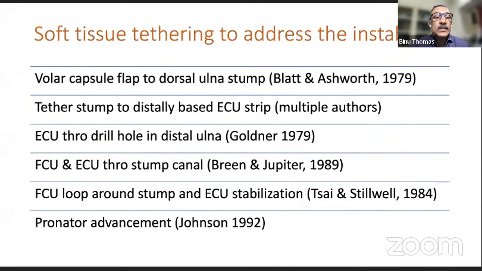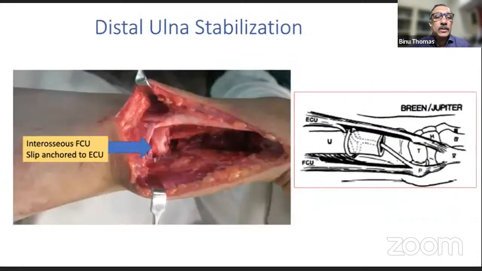A number of procedures have been described. If at all patients complain, which we don't see very much in India, maybe our patients have more pain tolerance, we generally use the Sauvé-Stilwell or the Breen-Jupiter procedure, where an FCU loop is taken and threaded through the ulna, like in this case.